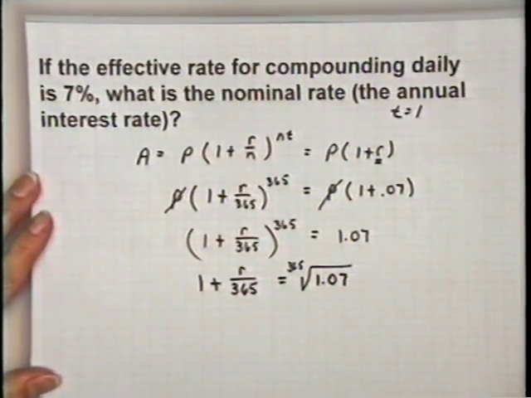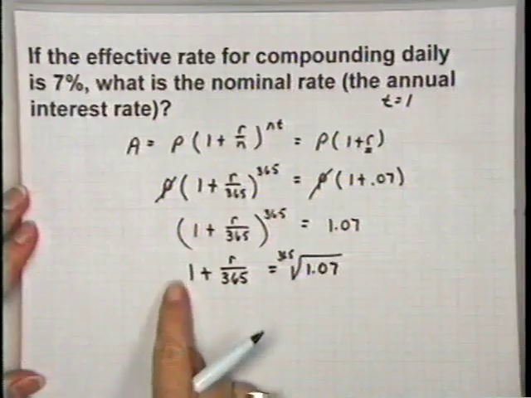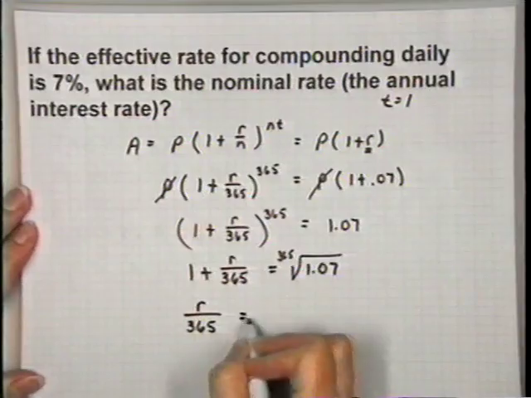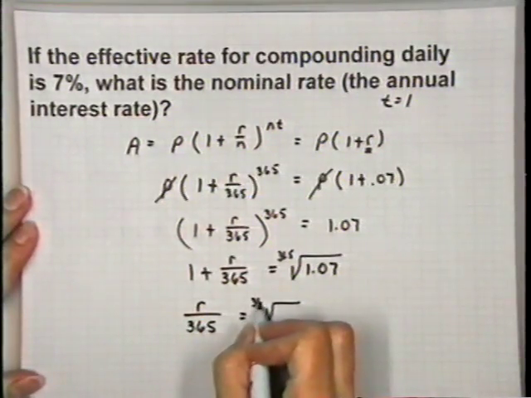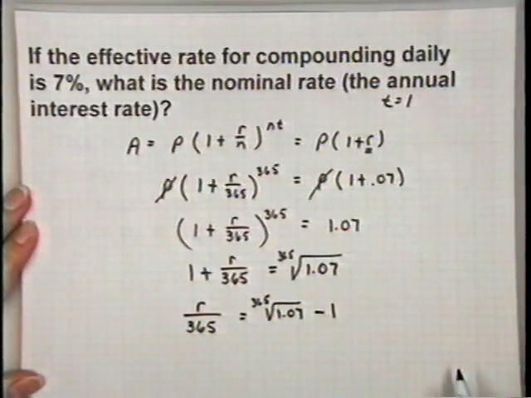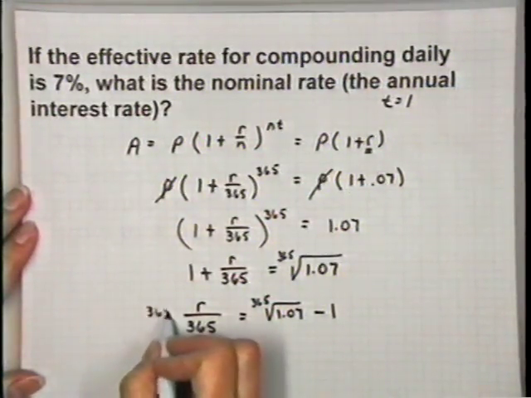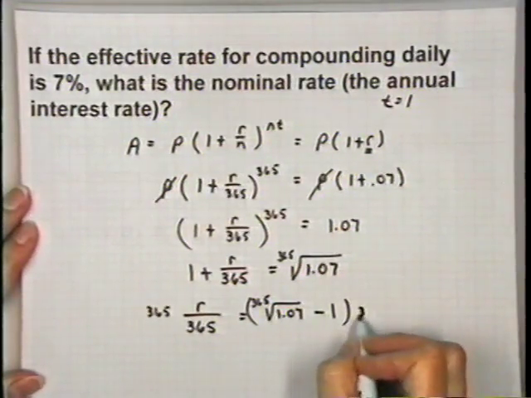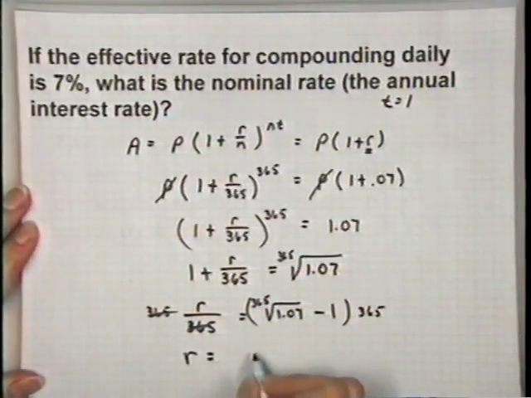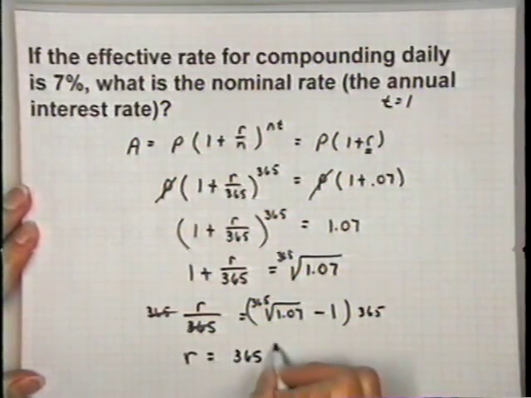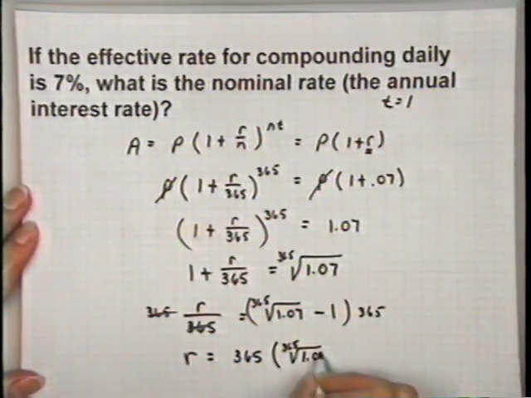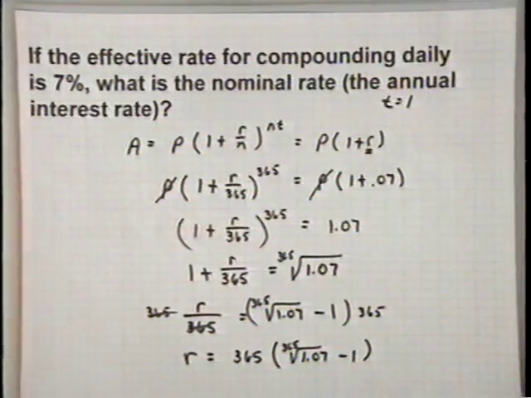Now, let's not worry about that just yet. We'll let our calculator worry about that. Now, let's subtract 1. So I have r/365 is equal to the 365th root of 1.07 minus 1. Now, to solve for r, we're going to multiply both sides by 365, and this cancels. Now, I have an expression here for r. It's 365 times the quantity, 365th root of 1.07, subtract 1.